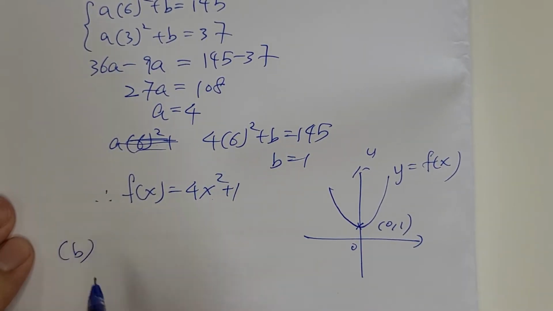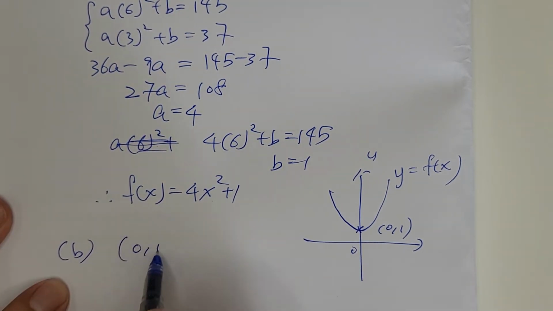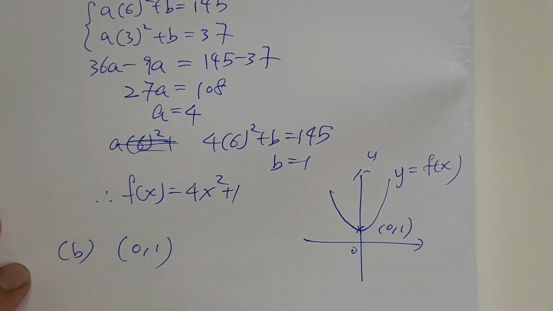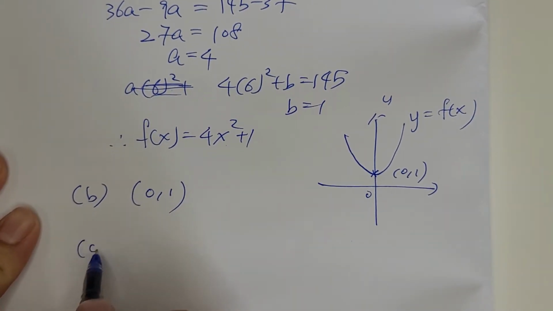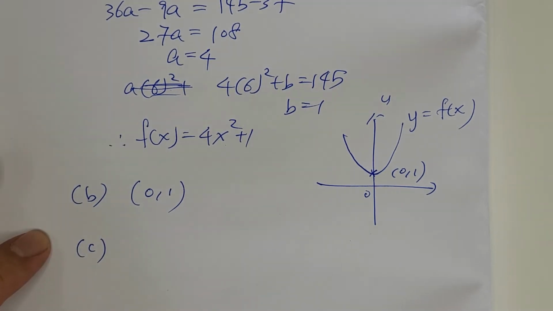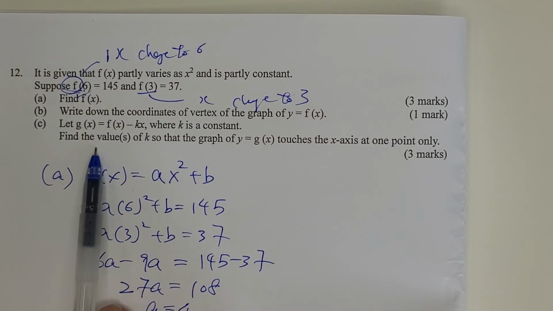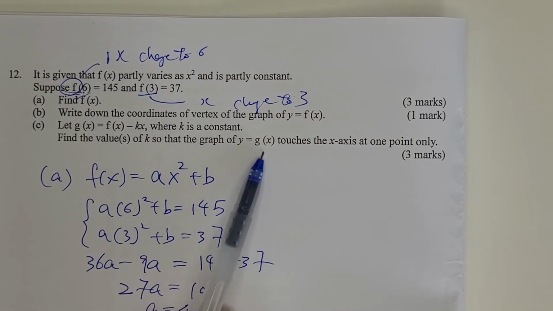So part B, write down the coordinate of the vertex of this graph: (0, 1). Just write it down. That's fine. And part C, let g(x) be f(x) minus kx. Find the value of k so that the graph of this one touches.